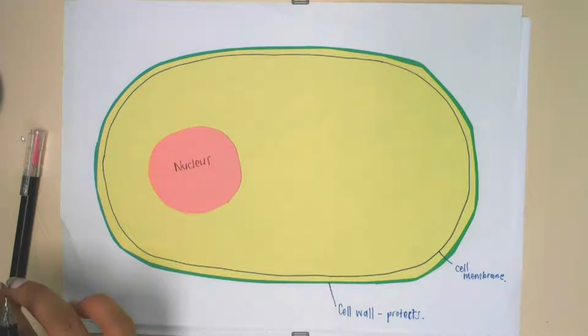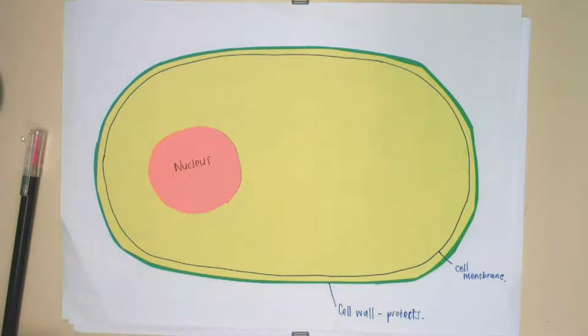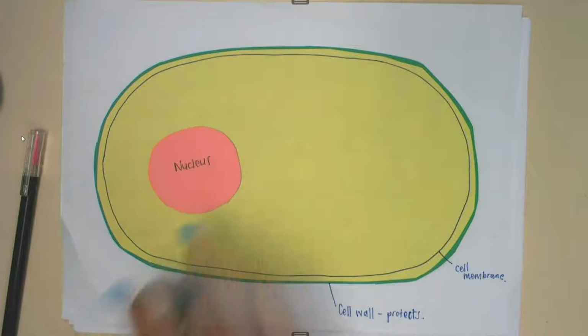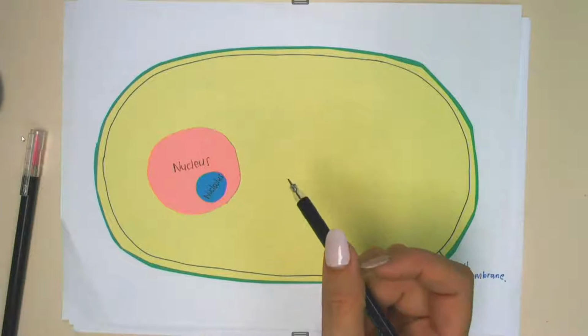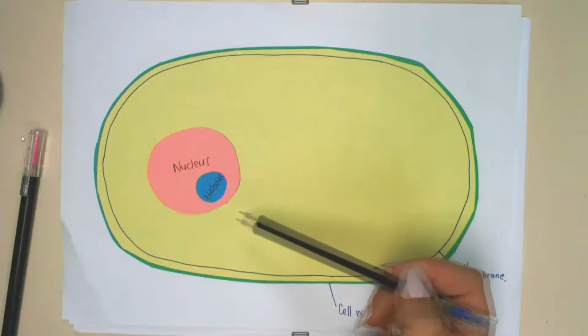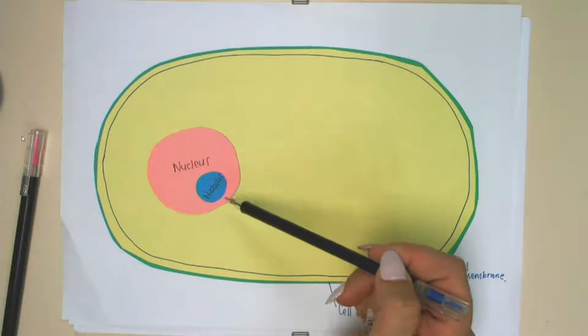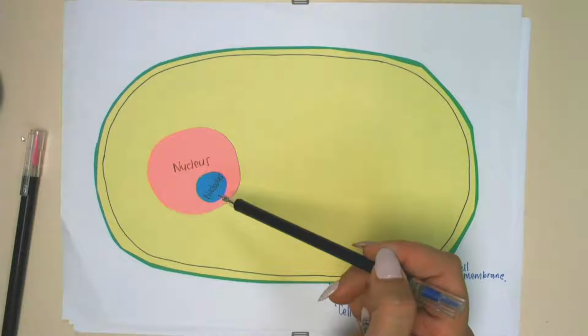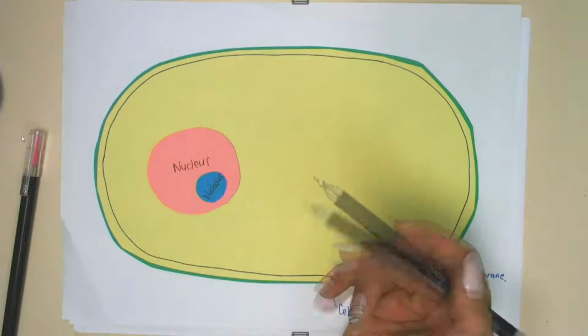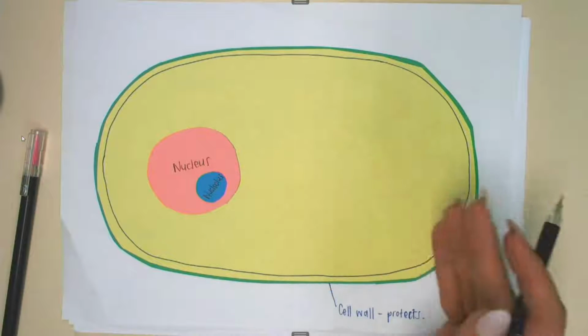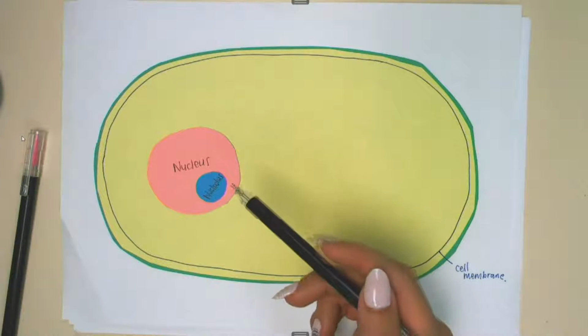You also have a nucleolus inside of the nucleus. The nucleolus contains the RNA to build proteins, and it disappears when cells divide. It makes ribosomes that in the end make proteins.